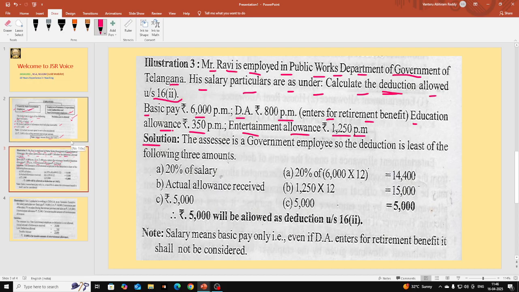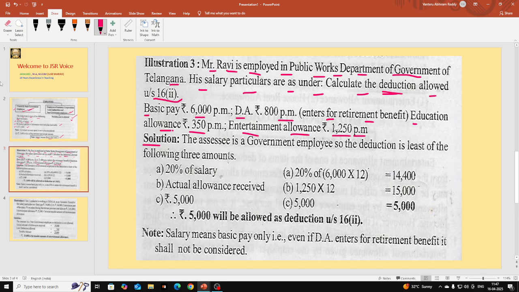So what we have to calculate here is the deduction in entertainment allowance. Whenever we calculate this deduction, our main aim is first of all to look into the question and see whether he is a government or non-government employee. If he is a government employee, then only he is eligible for deduction in entertainment allowance under section 16 subsection 2. If he is a non-government employee, no deduction. Full entertainment allowance is taxable for him. It should always be clear for you all.